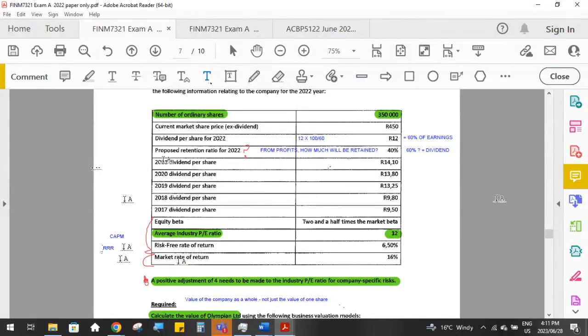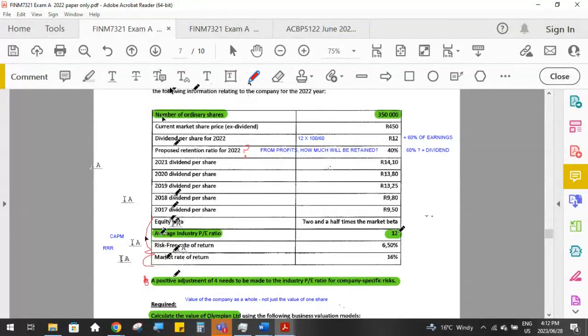Okay, so that's just an aside for the moment. So again, analyzing the information they've given us, I know immediately, okay, I've used that already in my PE ratio calculation. This information here, I'm going to use to calculate CAPM, or that's what it's useful for.